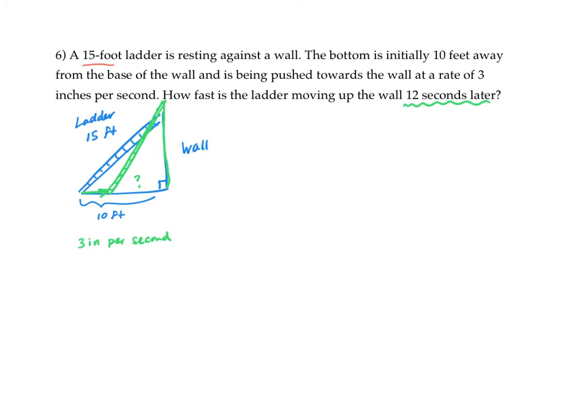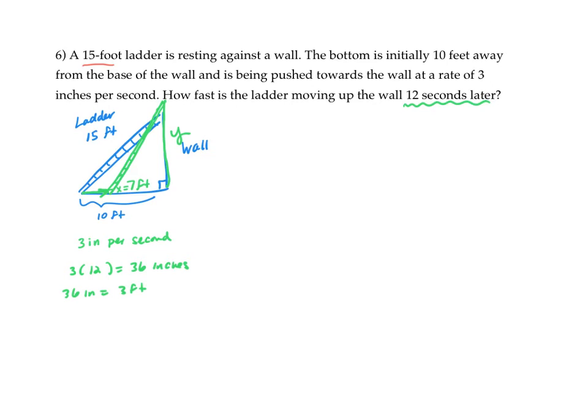Well, 3 inches per second for 12 seconds would be equal to 36 inches. And 36 inches is equal to 3 feet. So that ladder has moved a distance of 3 feet. So we can say for sure that after a time of 12 seconds, this distance is now 7 feet. All right, so we're going to consider that our x value. y will be the distance as it's measured along the wall.